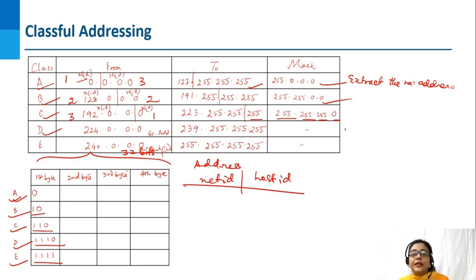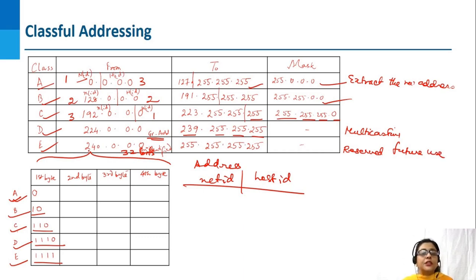Class D addressing is used for multicasting. And it starts with 224.0.0.0. So this is basically the group address. There are no separate parts of net ID and host ID as we have seen for other classes. And it goes up to 239.255.255.255 and there is no masking. Class E is reserved for future use. And here it starts with 240.0.0.0 and ends with 255.255.255.255 and here also there is no masking.